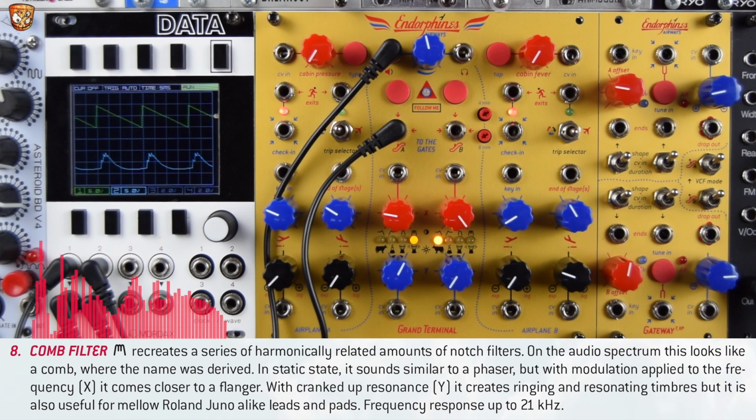In a static state, it's similar to a phaser, but with modulation, it comes closer to a flanger. And when you crank up the resonance, it creates ringing and resonating timbres. But that can also be useful for more mellow, Roland Juno-like leads and pads.